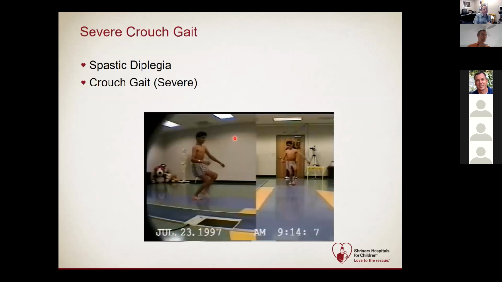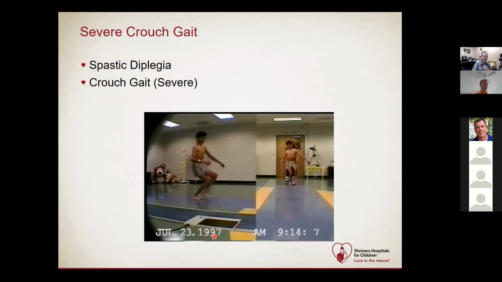So our first case, and I apologize for the quality of the video. As you can see, this was done in 1997, so it's quite old now, but we hang on to this because you don't see these patients. We see some pretty severe patients, but nothing like this. This is the natural history of cerebral palsy. This child had one operation, I believe, as he grew up in Mexico, but really almost no treatment until he was 14 years old, and you can see some of the major contractures that he ended up with.